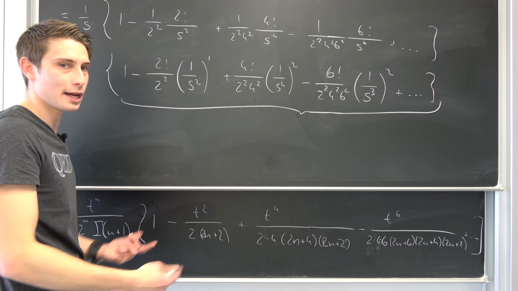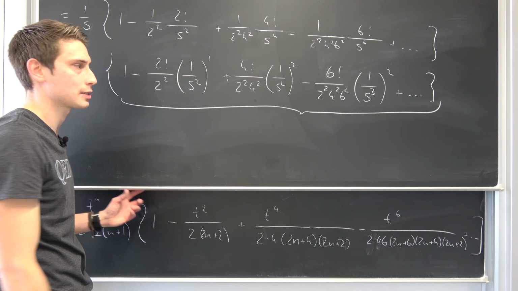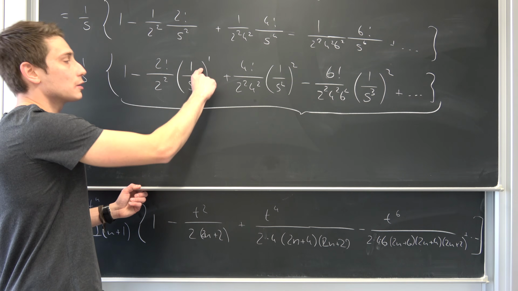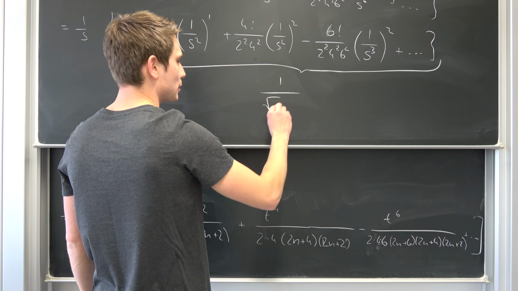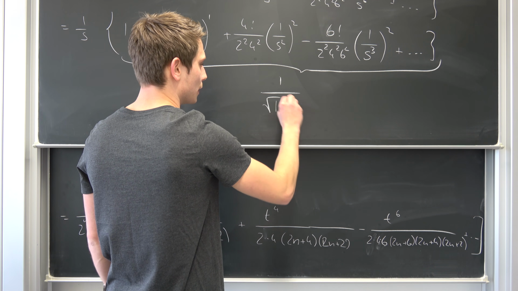So replacing this as our x and then going through the whole Taylor series expansion process, you're going to note that this indeed holds. This is nothing but 1 over square root 1 plus 1 over s squared.